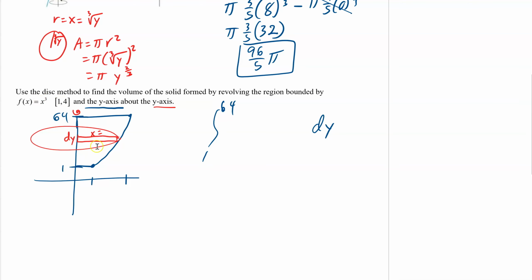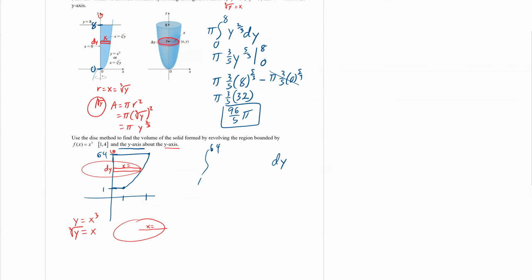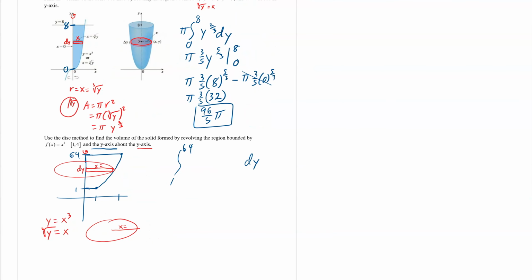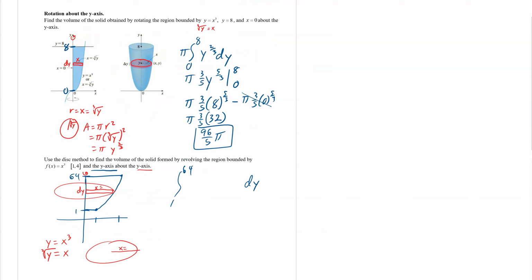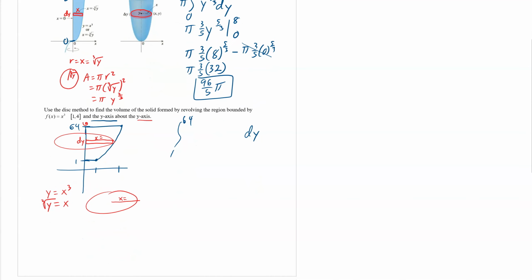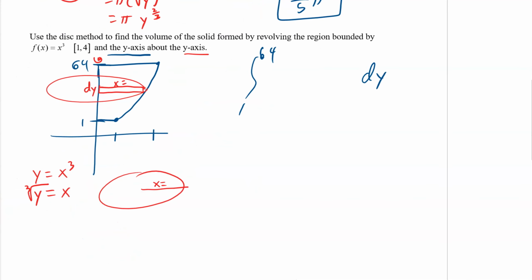All right, so now we need to make this circle. And what is its radius? Our radius is x, which is not solved. So we've got to go back over here and say y equals x cubed and solve for x. So again, it's the cube root of y. So all we've done is changed it to an interval that's given for x. Okay, so now our radius is the cube root of y.